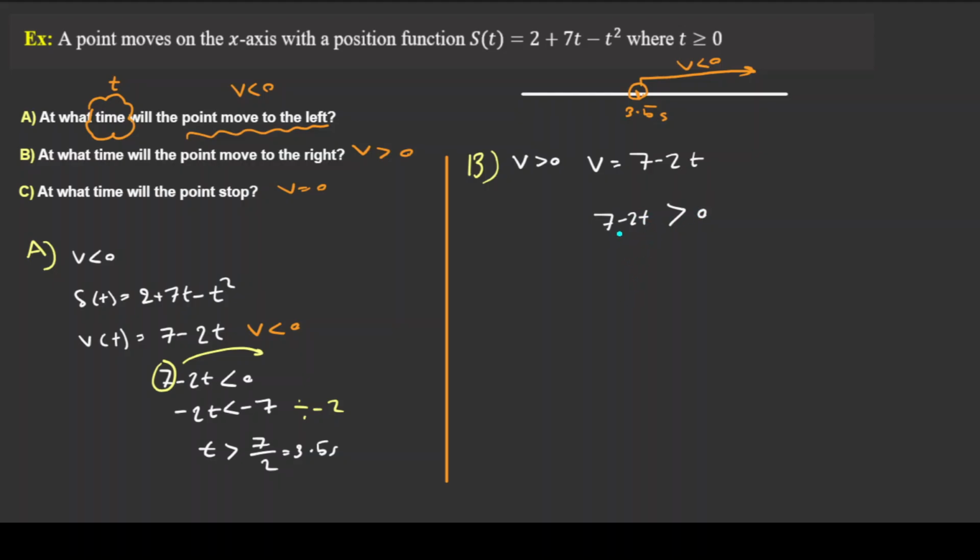I'm just going to move 7 to the other side, so it's going to be negative 2t, as we did here, greater than negative 7. Divide both sides by negative 2, and we get t. Because we divided by a negative number, the sign will switch. t is going to be less than 7 over 2. So when t is less than 7 over 2, you know that it's 3.5, right? 3.5 seconds.